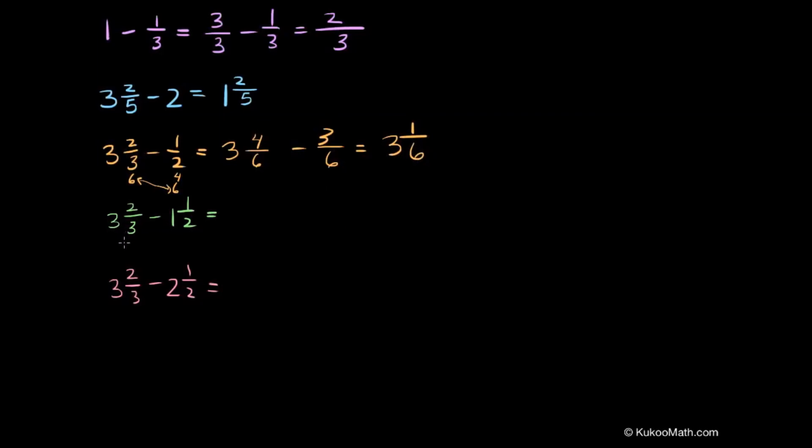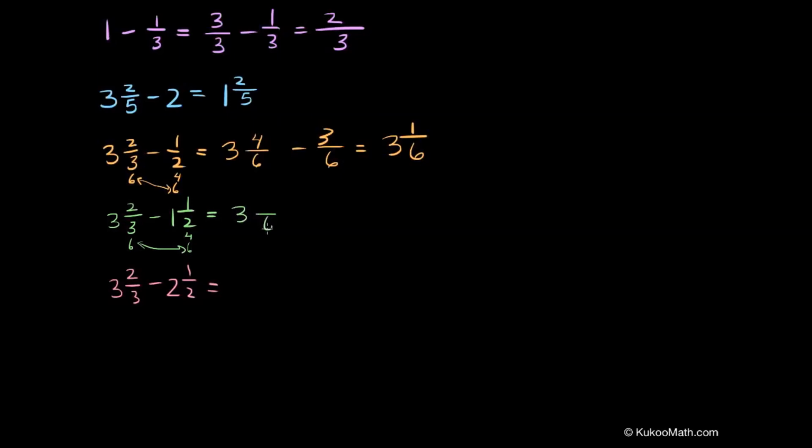Now let's look at our next problem. 3 2/3 minus 1 1/2. Again, we have two different denominators, but this time we have an extra whole number in the second number. So 3, then 6, 2, 4, 6. 6 is what we'll be using again.